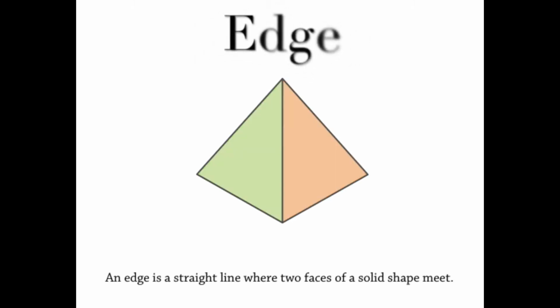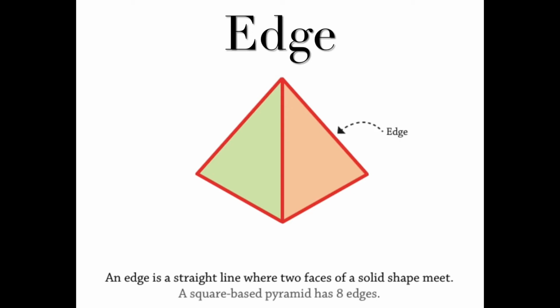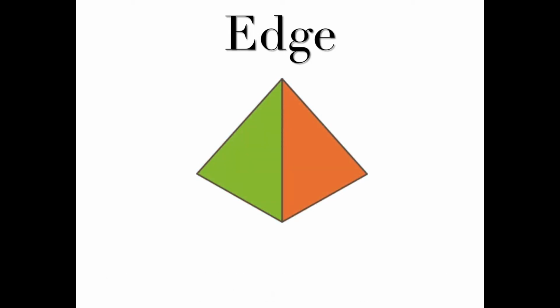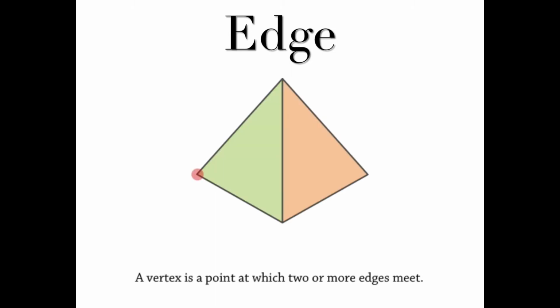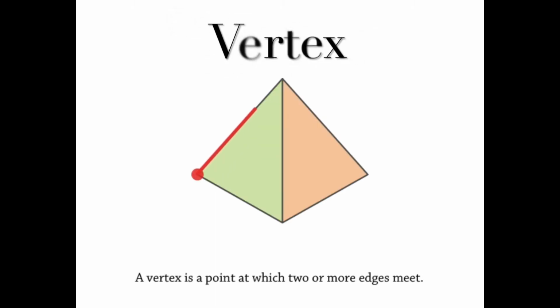Now, the next part of a three-dimensional shape is an edge. An edge is a straight line where two faces of a solid shape meet. If you can imagine holding a knife, the edge of the knife would be sharp, whereas the flat sides of the knife would be the face. Now, the last part of a three-dimensional shape is a vertex. A vertex is a point at which two or more of those edges meet. On a knife, the vertex would be the point, the sharp point at the end of the knife.